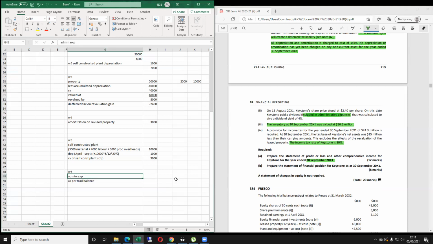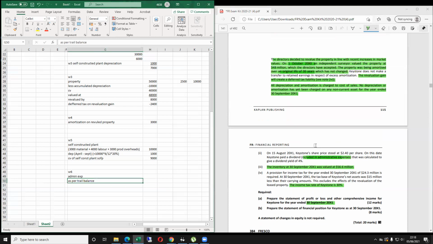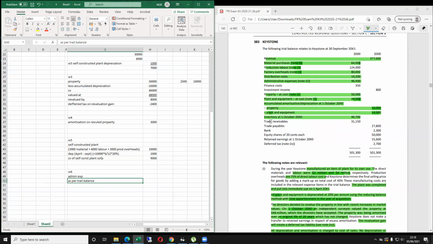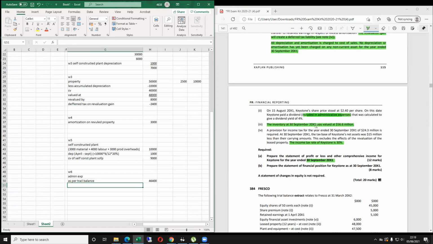Working six is admin expenses as per the trial balance. Admin expenses are 46,400 as per the trial balance, this is our expense. And now we have to minus the dividend. First, we need to work out how much dividend was paid.